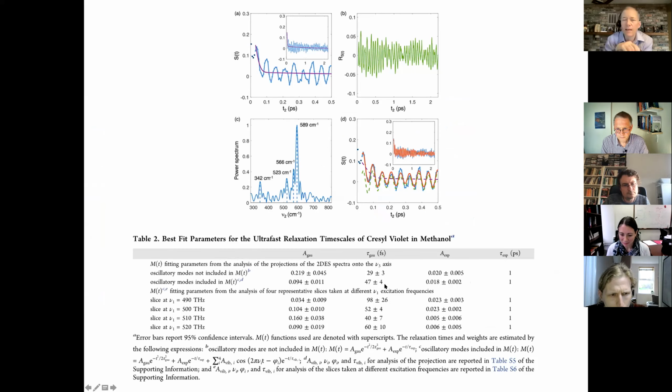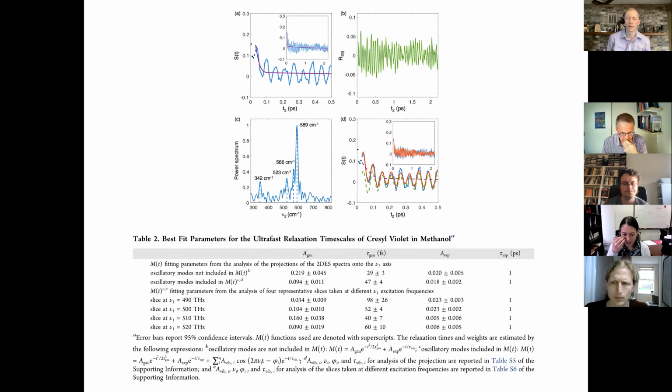And it's better to incorporate the oscillatory mode, so let's compare that one. Here we get a Gaussian time component of about 47 femtoseconds. And when we get to the fastest components that we extract in the 2D spectra, they're around 40 femtoseconds. So it's not a huge change, and within error, it's similar.